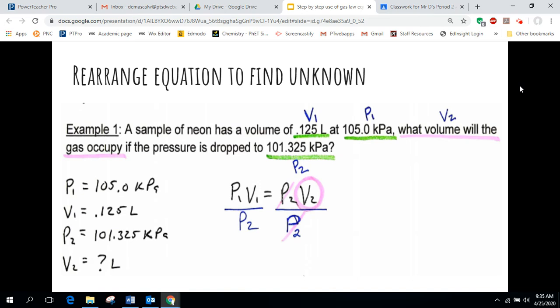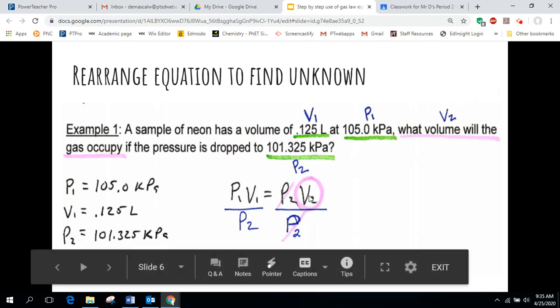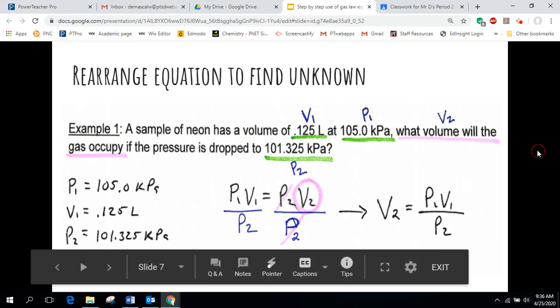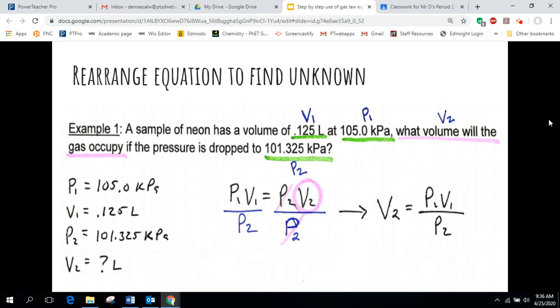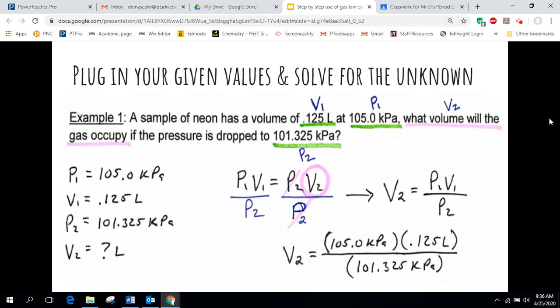This is the next step. Solve for your unknown. They're asking you for volume, so get volume by itself. How do we do that? Well, right now, volume is being multiplied by pressure, P times V. What's the opposite of multiplication? Division. So whatever you do to one side, to get rid of the P here, we divide by P2. Whatever you do to this side, you have to do to this side as well. So P1V1 over P2, that's going to be our new equation. Write the rearranged equation. And then once you get to that point, plug your numbers in.